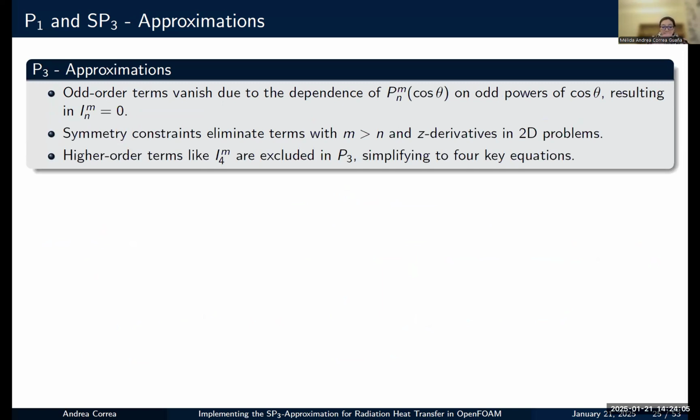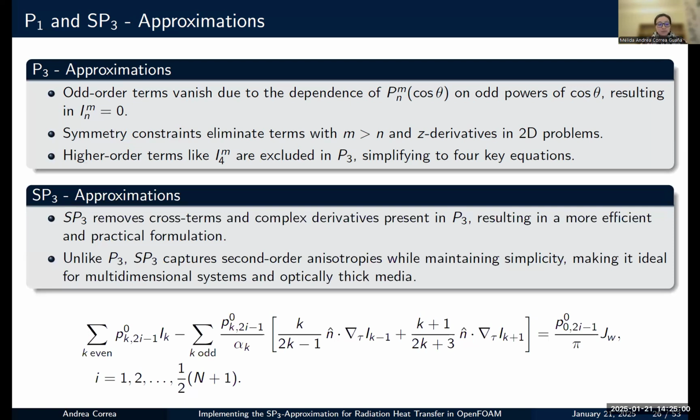Since the simplified PN model reduces the complexity of the PN equations, the SP3 model reduces the complexity of the P3 approximation. The P3 model allows capturing second- and third-order details or anisotropies in radiation, offering greater precision than a simple approximation such as the P1 approximation, the last model. But in highly symmetric systems, such as isothermal media, orders like L equal 3 or L equal 1 do not contribute due to the cancellation of angular integrals, adding complexity without significant improvements.